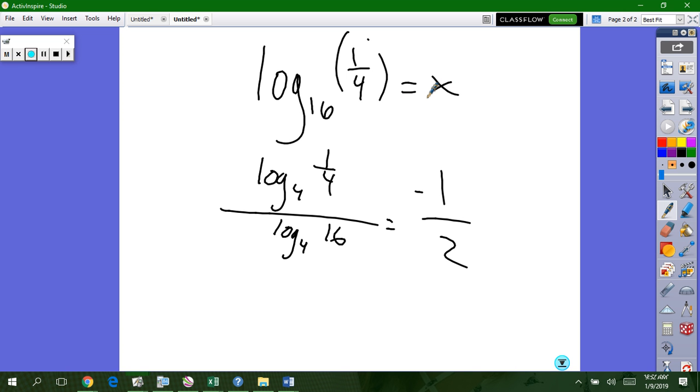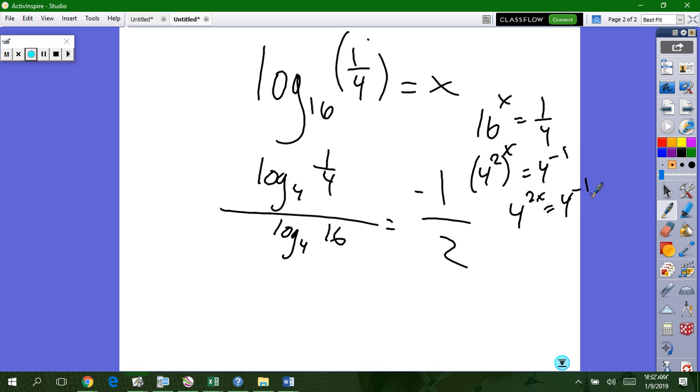Put my x there, right? Okay, so let's change this to exponential. What would it be? 16 to the x equals 1/4. What base can both of these get to? 4, so that's 4 squared to the x. That's 4 to the -1, right? Then notice that's 4 to the 2x equals 4 to the -1. Like bases mean like exponents. Divide by 2. Same result. But once again, the goal was to do this without a calculator. Answer your question?